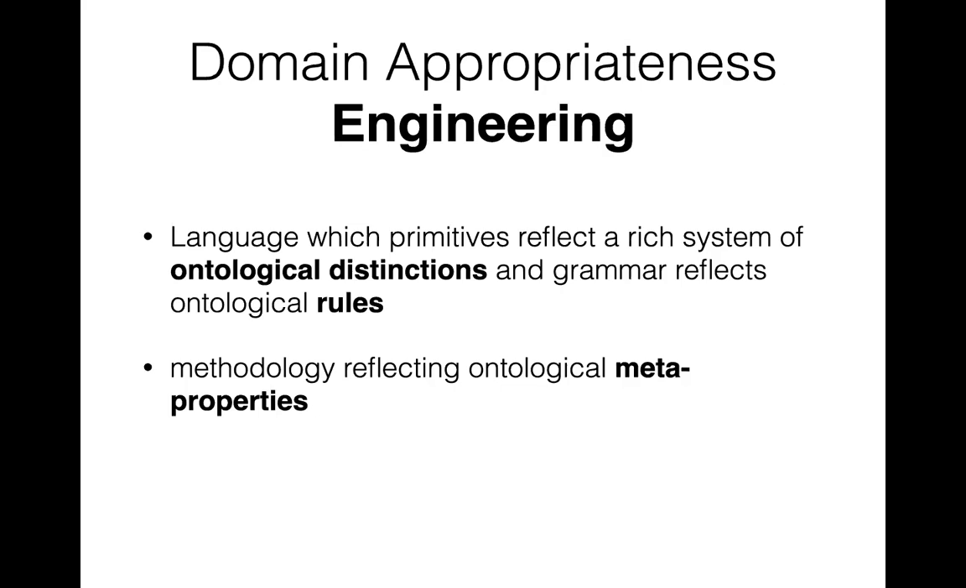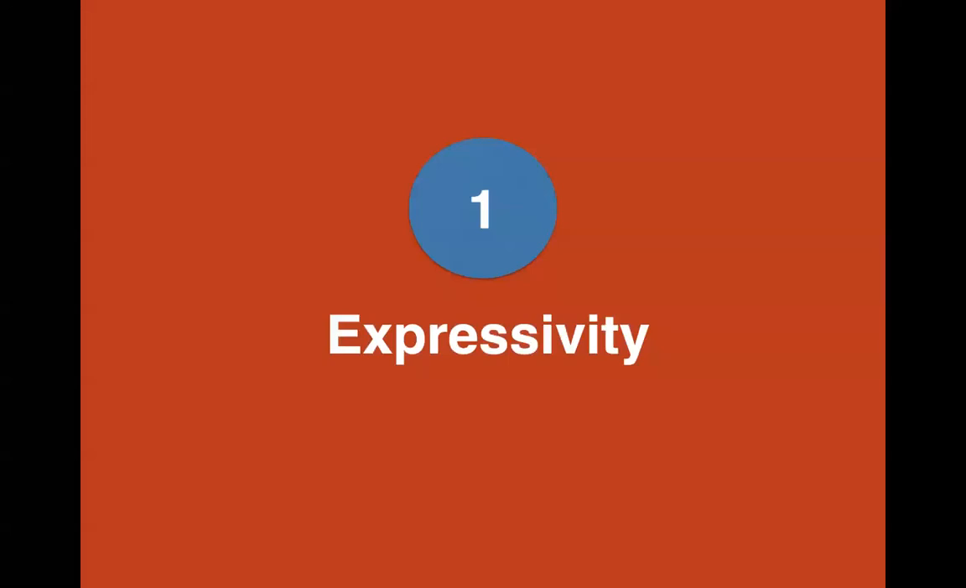So I'm using a number of meta properties, being rigid, being sortal, being relationally dependent, in order to define these types of types. However, these meta properties will also become methodological guidelines for deciding how the elements in my domain, my universe of discourse, should be modeled. So the first thing you get is expressivity.